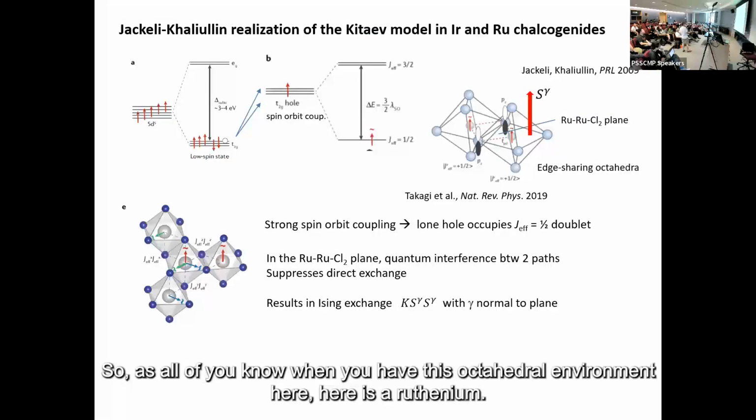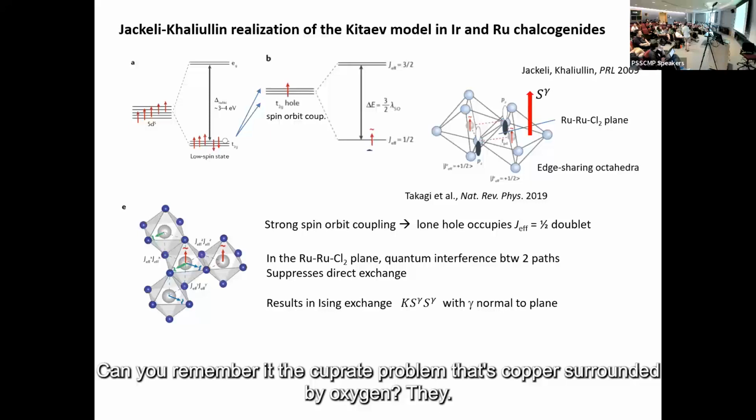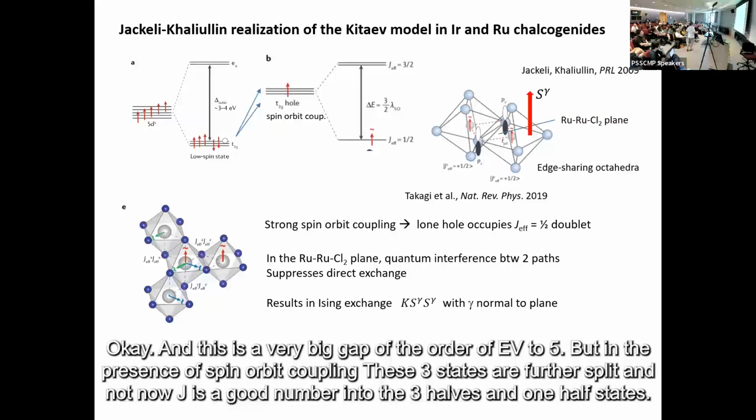So as all of you know, when you have this octahedral environment, here is a ruthenium surrounded by chlorine in a cage, right? The octahedral cage. So this just looks like the cuprate problem. Like you remember, in the cuprate problem, that's copper surrounded by oxygen. The degenerate 5d manifold splits into what's called the eg, consisting of a doublet, and the triplet, the t2g states. And this is a very big gap, of the order of an eV to 5 eV.